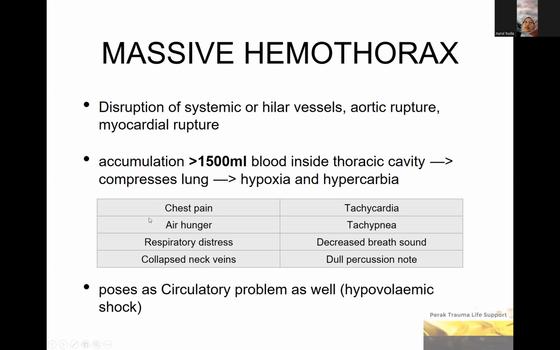Patient can present similar to the tension pneumothorax. They can have respiratory distress. They can have a compensatory mechanism by having tachycardia and tachypnea. And on auscultation, there will be decreased breath sounds. And when you perform percussion, it will be dullness. Massive hemothorax also can pose a circulatory problem because the patient loses a lot of blood in the thoracic cavity, so they can have hypovolemic shock.